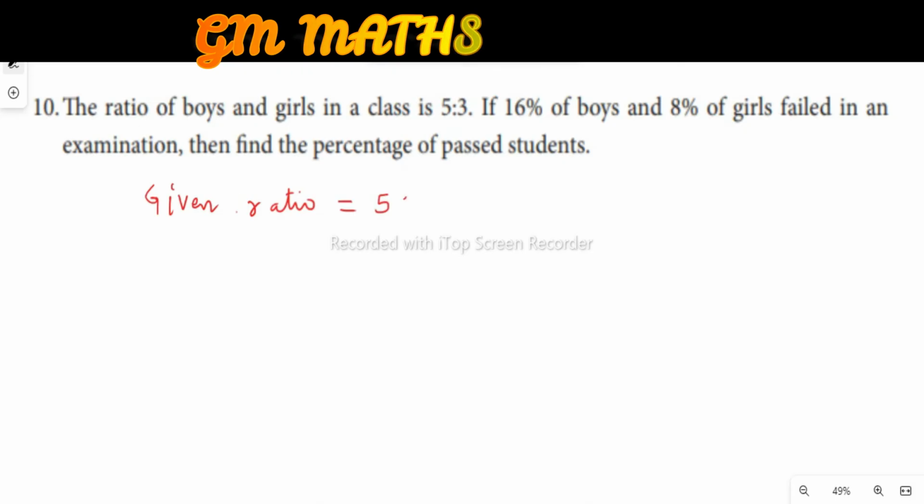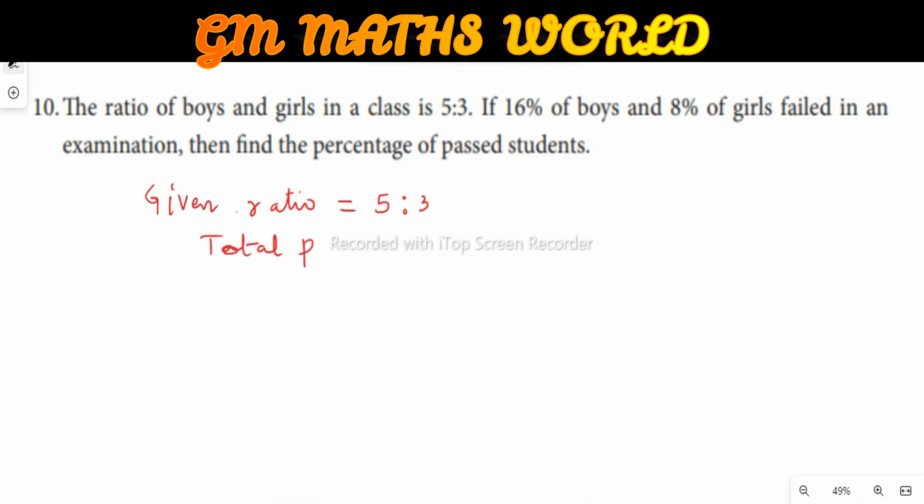Now the ratio of the boys and girls is 5 to 3. Okay, so keep this in mind. Then 16% of boys and 8% of girls failed in an examination. Now we have to find the pass percentage of total students. This should be in our mind. Now fail percentage is given. We have to first find the pass percentage of individual boys and girls, and then we have to find the total pass percentage of the students.